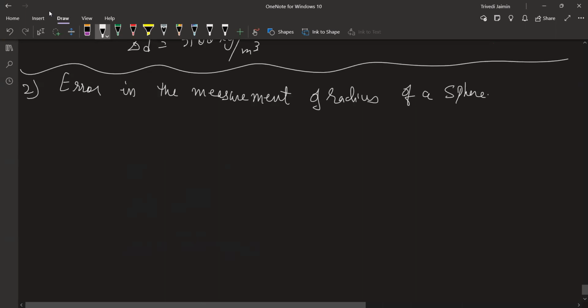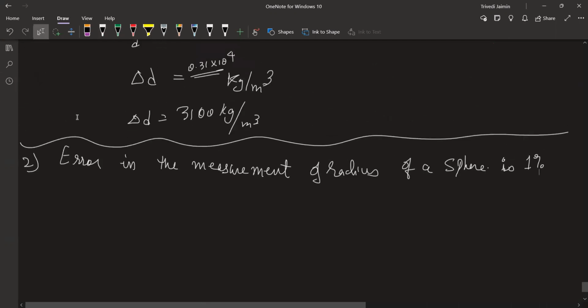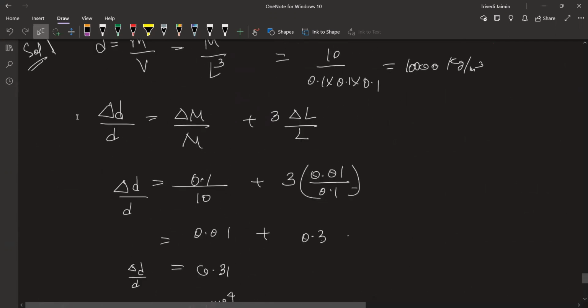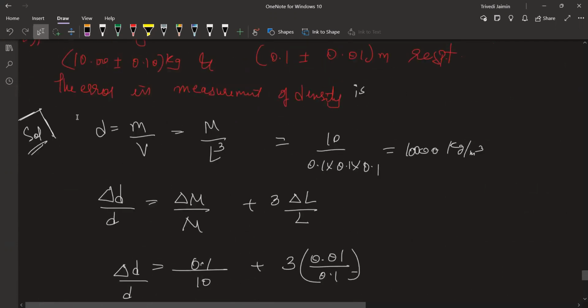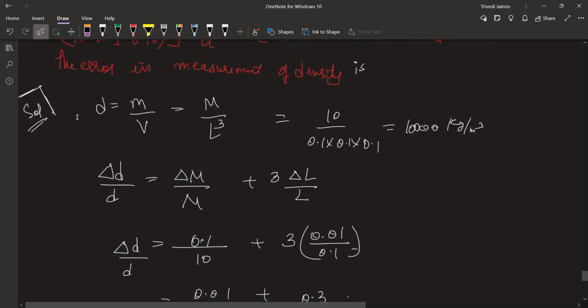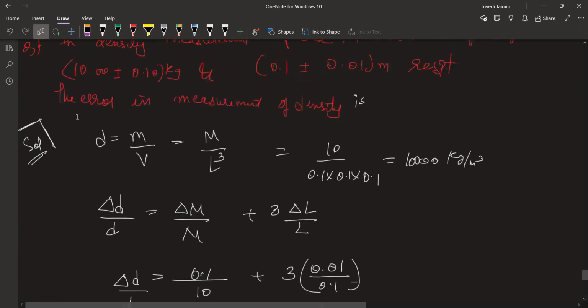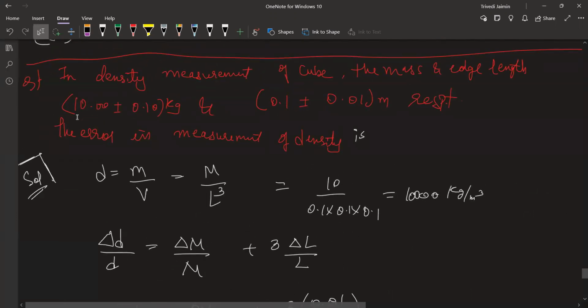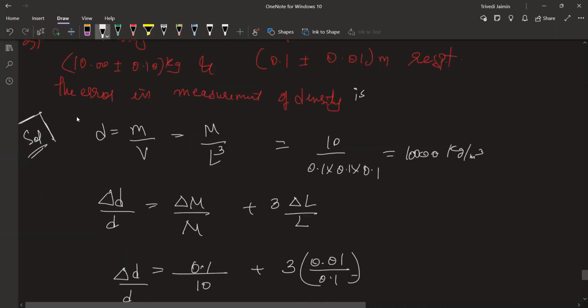Yeah. Don't you think an error of 3100 is way too much? Yeah, it is too much. It doesn't seem logical. I think we made a mistake. But see, we did the same calculation. There's no problem here. The error is more than the actual density. No. I'm sorry. It's 10,000. Yes. I thought it was 1,000. Got it.